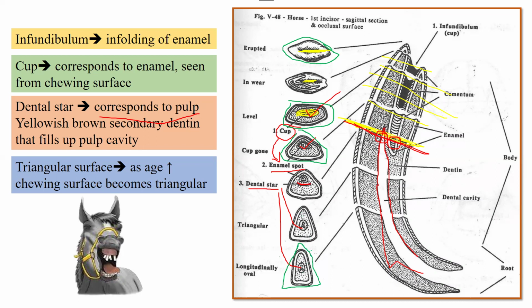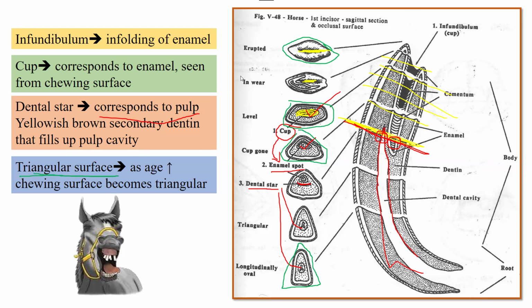These are triangular surfaces. So you should see the marked difference here. If you see a horse that has a triangular surface of the tooth, and another horse that does not have a triangular surface of the tooth, you can clearly see and tell which one is more aged. So it is one of the important factors.